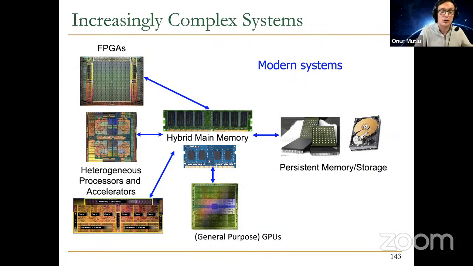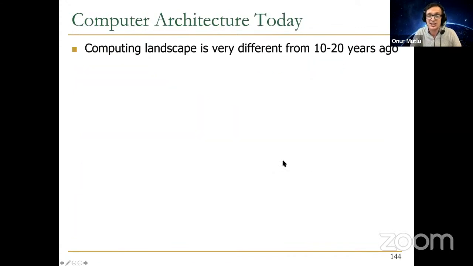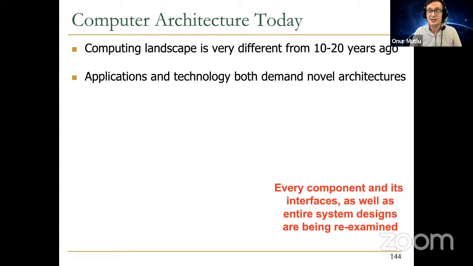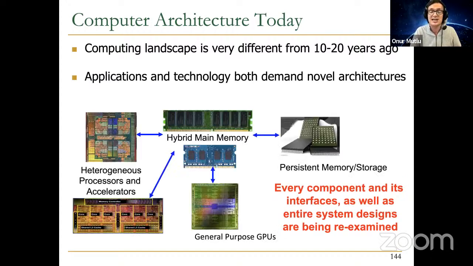There are different types of cores, there are different types of accelerators, and they use different frequencies and voltages at different times. Memory is becoming heterogeneous, as you can see. So basically, we have massive amounts of heterogeneity. As a result, the landscape of computer architecture is very different from 10 to 20 years ago. Today's applications and technology demand novel architectures. And because of this, every component and its interface, as well as entire system designs, are being re-examined.